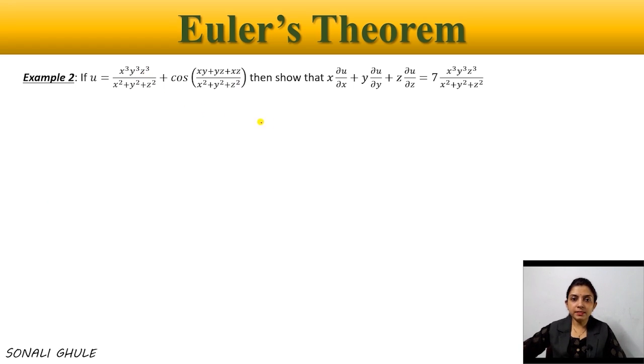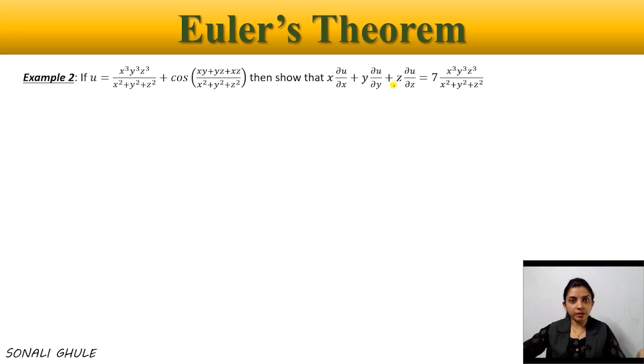So see here, in this example, again this function is given to us and we have to show that x into ∂u/∂x plus y into ∂u/∂y plus z into ∂u/∂z, the first order relation. Now see, this time there are three variables x, y, z. So we can write Euler's theorem for n number of variables, not only for two variables x, y. If there are x, y, z and w, then also I can write Euler's theorem for the four variables. Okay, just concentrate here.